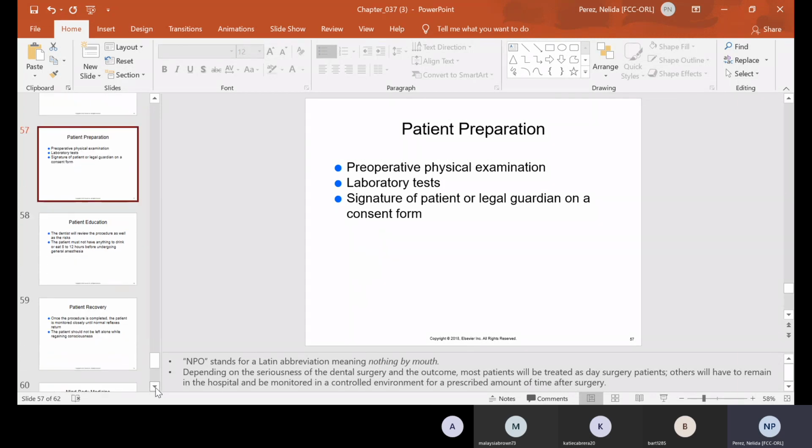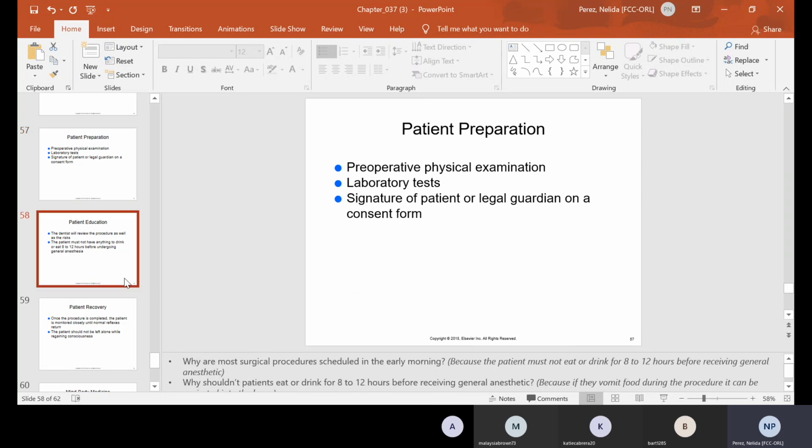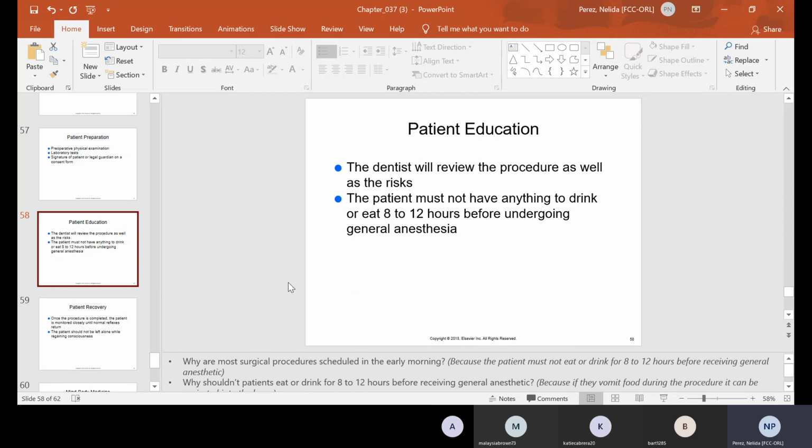Patient preparation, again, physical examination, laboratory tests, and again, signature for their consent form. And patient education, the dentist will review the procedure as well as the risk, and the patients must not have anything to drink or eat 8 to 12 hours before undergoing general anesthesia.